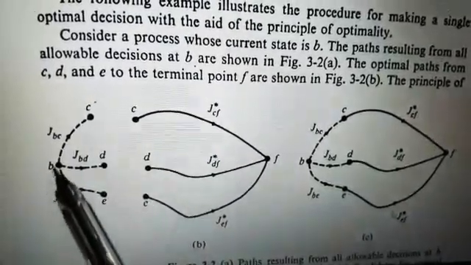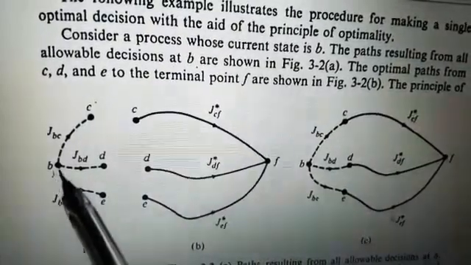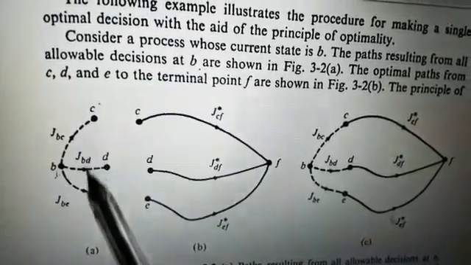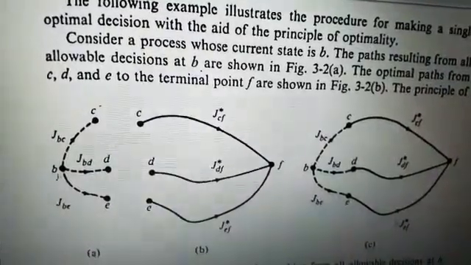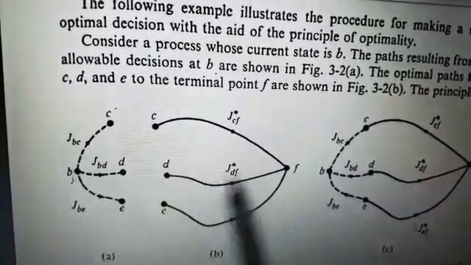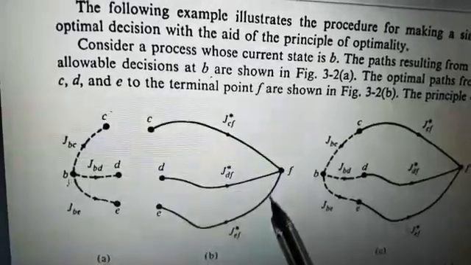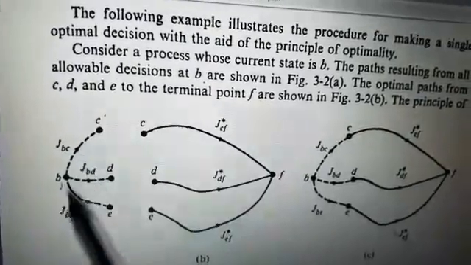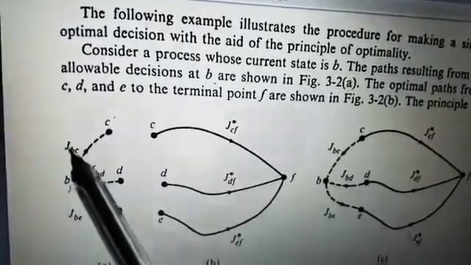We consider only the initial state at B, right? B to C, B to D, and B to E are the initial segments. And then C to F, D to F, and E to F are the terminal segments. For the initial segment, don't take J star, only J, B, C. Why is it only J, B, C?